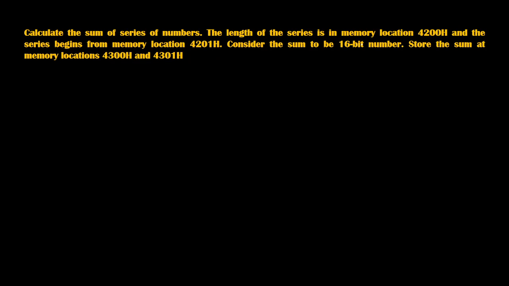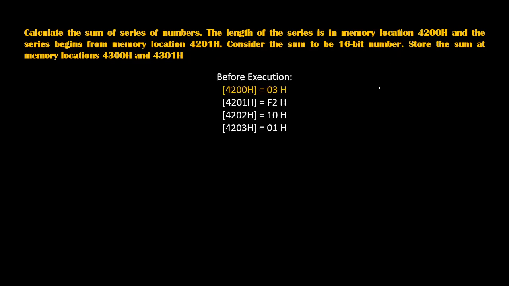The length of the series is in memory location 4200H. So before execution, we will consider, let's say, 4200 is 03. So it is the length of the series, which means we need to check 3 consecutive memory locations.